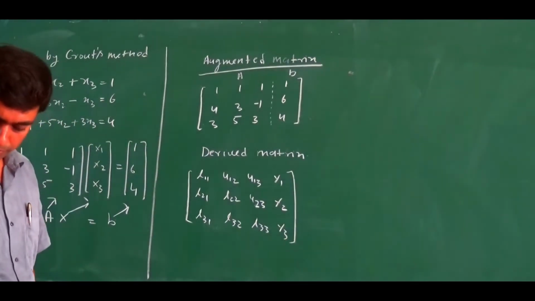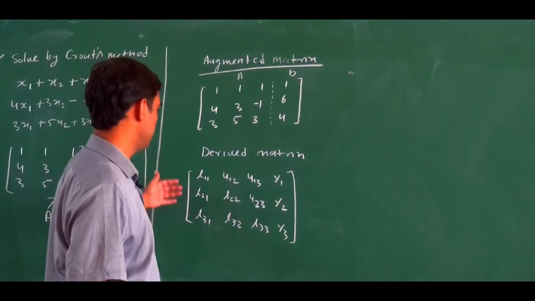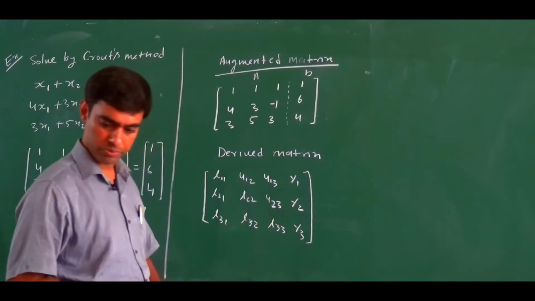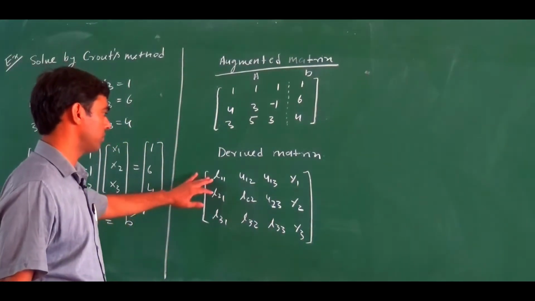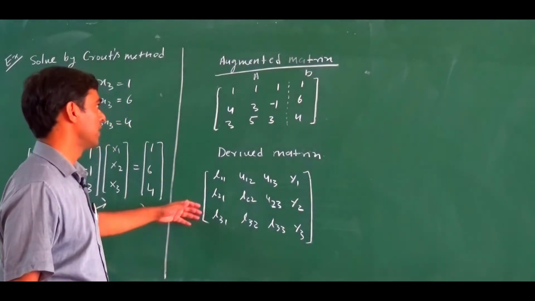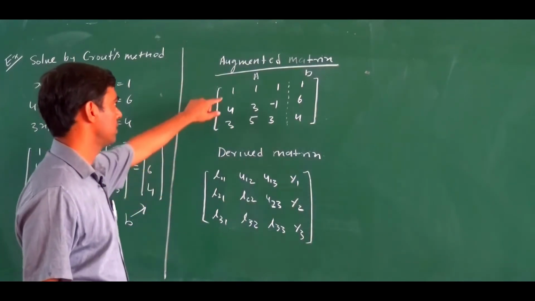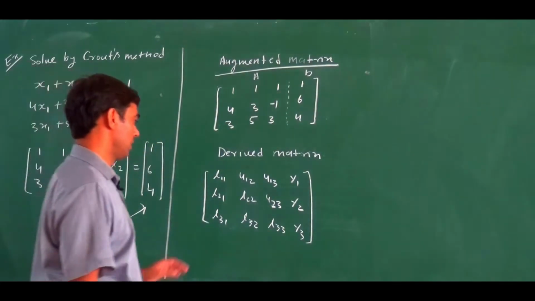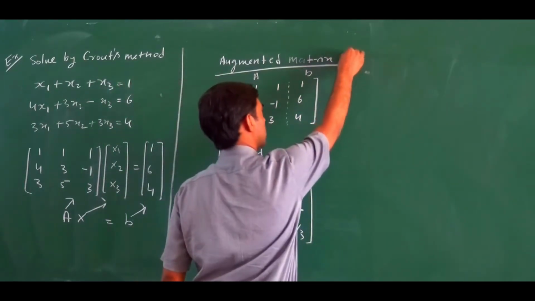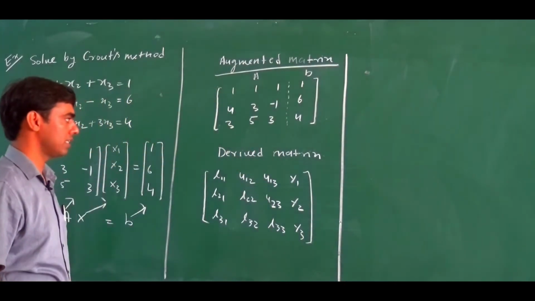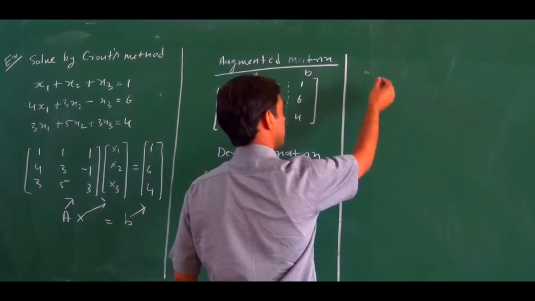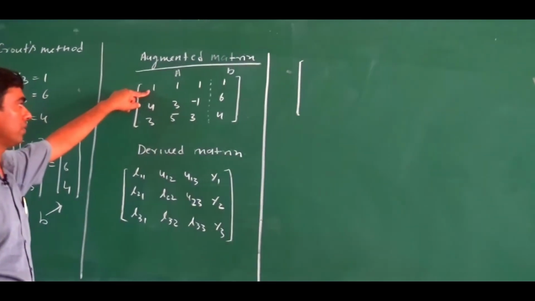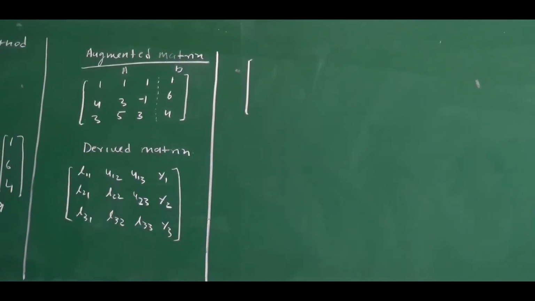So, how do we find the values? First column, then first row, then the remaining elements of the second column, second row, then third column and third row. As we described in a previous lecture, we find the values of L11, L21, L31 directly, writing the corresponding values here. This is A11, A12, A13, and this is B1. What is the value of L11? Directly we write A11, L21 is A21, L31 is A31.